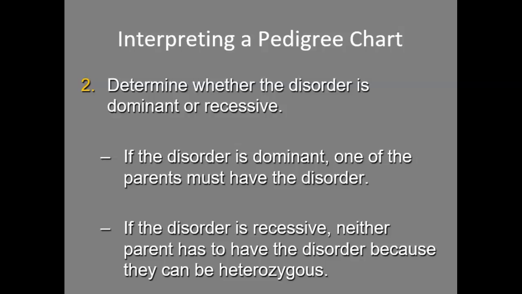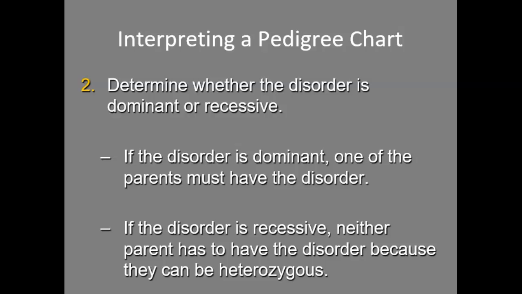The other thing is you want to determine whether or not the disorder is dominant or recessive. If the disorder is dominant, one of the parents must have the disorder. And if the disorder is recessive, neither parent has to have the disorder because they can be heterozygous. For example, Huntington's disease is a dominant disorder. So if you have only one dominant gene, you will have Huntington's disease, which is a lethal disorder. It does not show up until the person is in their middle ages, around 45 or so. It will quickly decrease their motor skills and their brain will begin to deteriorate.